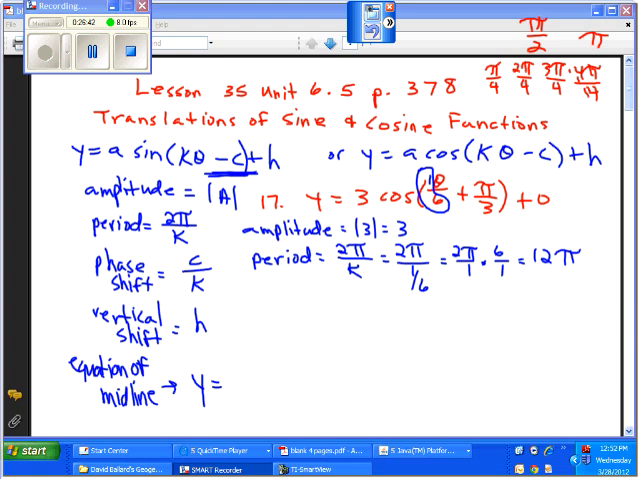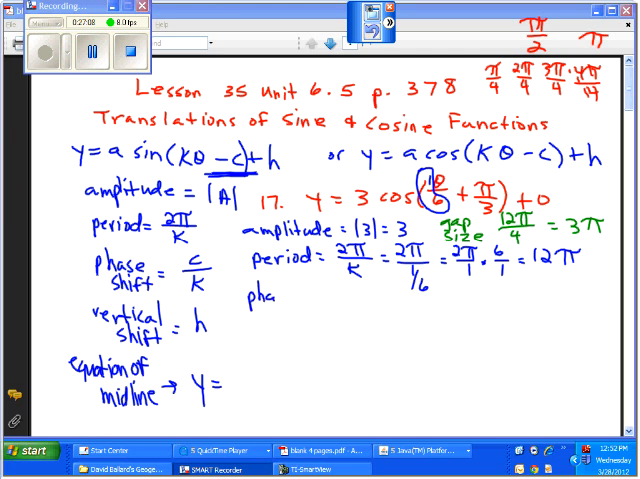What we know from that is if we want our gap size, it would be 12 pi divided by 4, which is 3 pi. So we would get 3 pi, 6 pi, 9 pi, 12 pi, before all the phase shifting goes on.